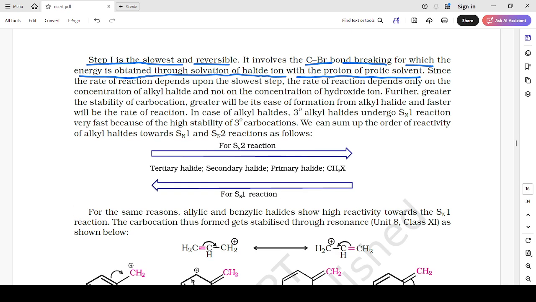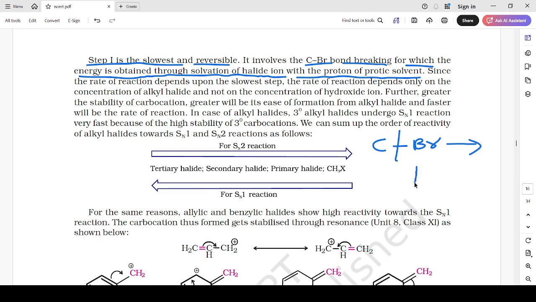You can see the C-Br, once I break it, I leave the Br minus out. This Br minus is involved in a solvation. What do you mean by solvation? That means it is getting surrounded by the protic solvents. Solvation is the process in which the ions are getting surrounded by water. So the energy is obtained by the solvation of the halide ion with the proton of the protic solvent. Because the solvent is protic, right? So the proton of the protic solvent is solvating this halide ion here.